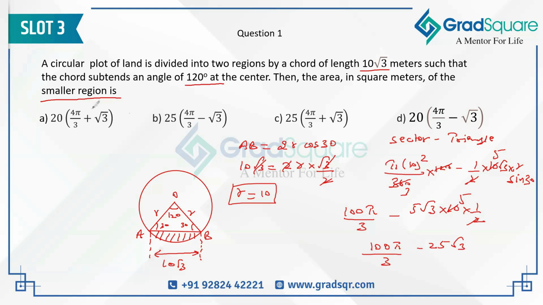Now understand this thing, that you have a 4 pi by 3 inside the bracket in each of the options. So that gives you an idea that I'll get a 4 pi by 3 if I take 25 common. So if I take 25 common, it's going to be 4 pi by 3 minus root 3. So the answer to this question turns out to be option B, 25 times of 4 pi by 3 minus root 3.